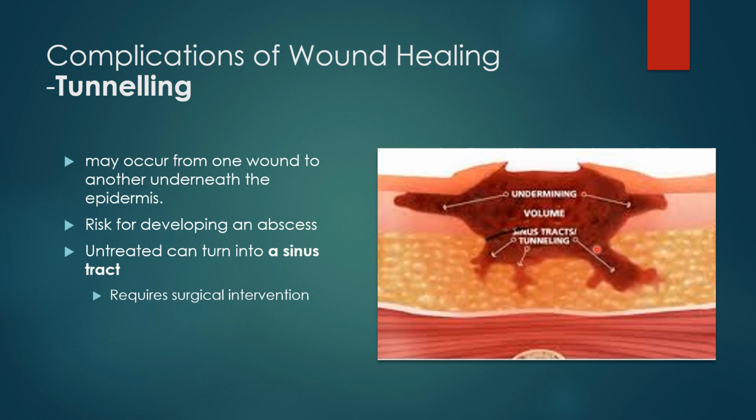If we see this tunneling here, it is starting to get a little bit wider right here than it is at the beginning of that tunneling. So this has a high risk for abscess formation. Whereas these ones here are a little bit narrower, so the risk of abscess formation is a little bit lower. But they can very easily turn into an abscess or a widening of that wound or that tunnel.